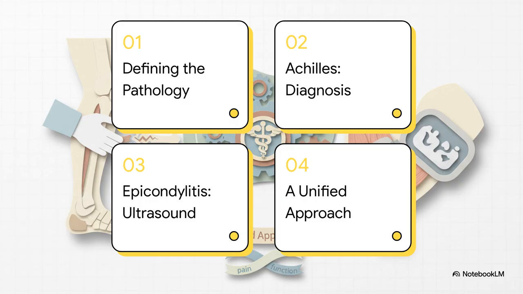So here's our game plan. First, we'll get on the same page by defining the pathology. Then, we're going to break down the diagnosis for an Achilles rupture, followed by epicondylitis. And finally, we'll tie it all together with a unified diagnostic approach.